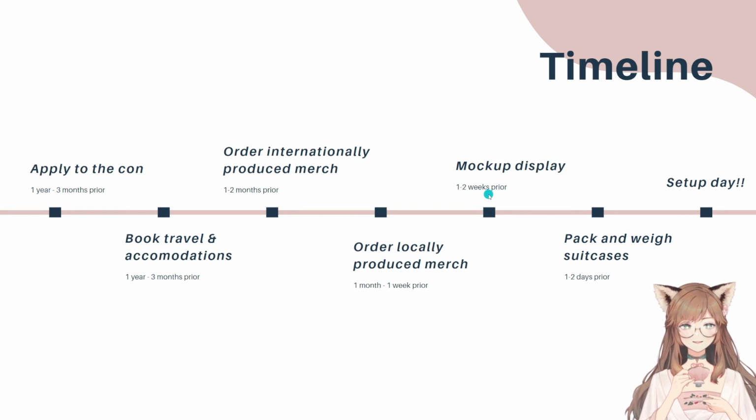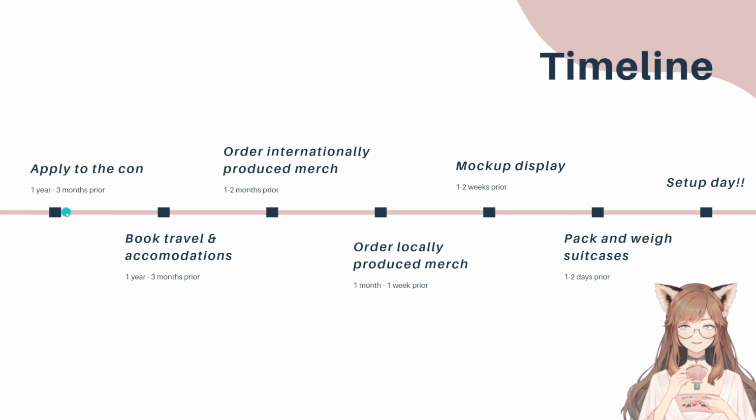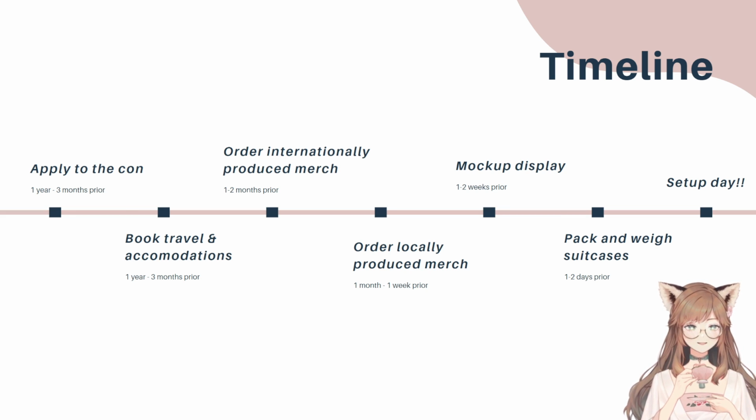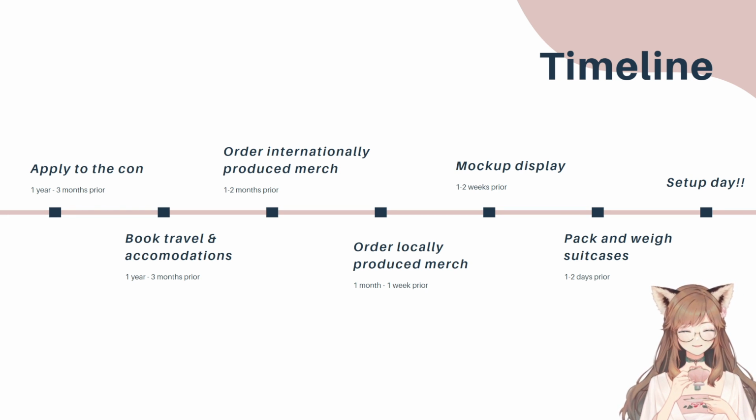Okay, next. This is my preparation timeline. This is a very rough estimate because it depends on the convention itself. But approximately 1 year to 3 months before the convention, this is when you will apply. For example, MCM this year had applications out in March for a convention in May. So that's a very tight turnaround from applying to actually being at the convention.